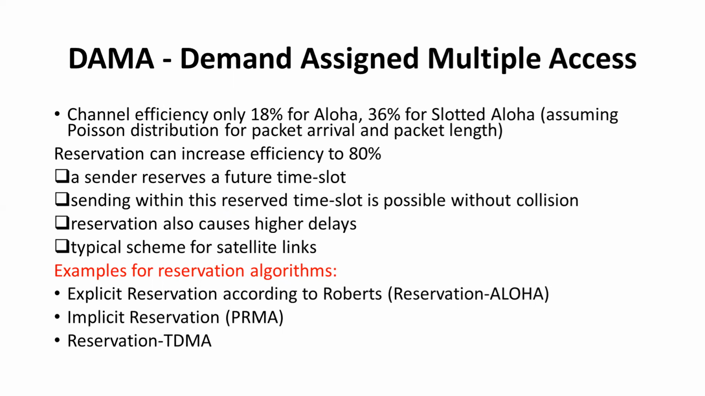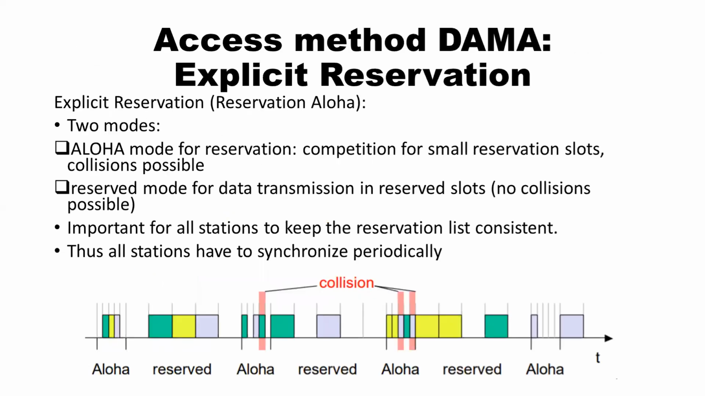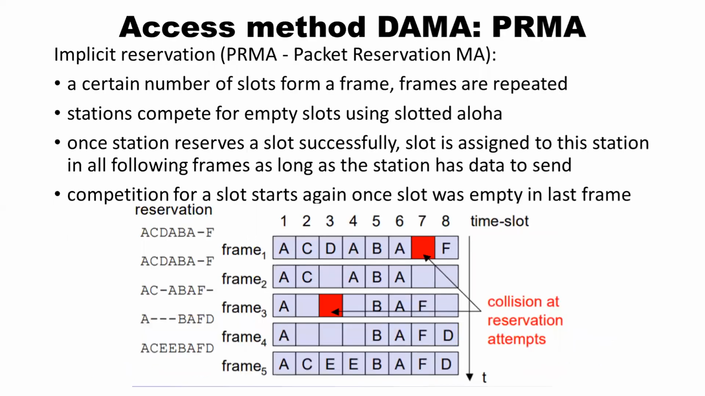Example for reservation algorithms: explicit reservation according to Roberts. Implicit reservation, reservation TDMA. Access method DAMA, explicit reservation. Reservation Aloha has two modes. Aloha mode for reservation: competition for small reservation slots, collision possible. Reserved mode for data transmission in reserved slots. It is important for all stations to keep the reservation list consistent. Thus, all stations have to synchronize periodically.